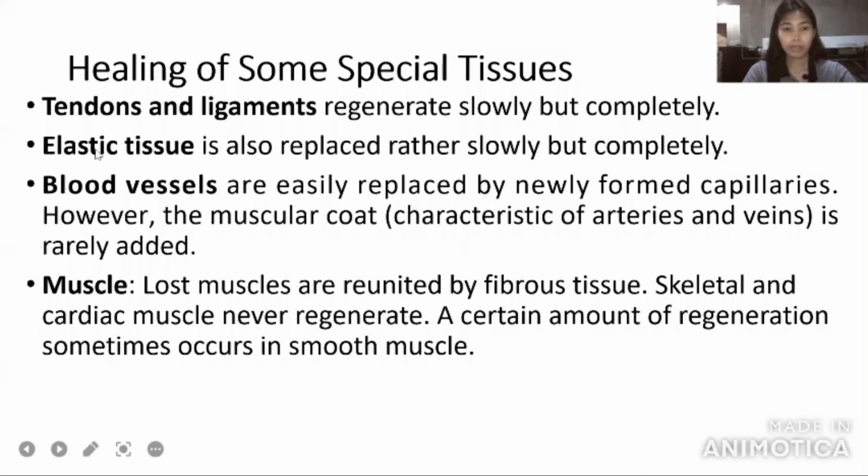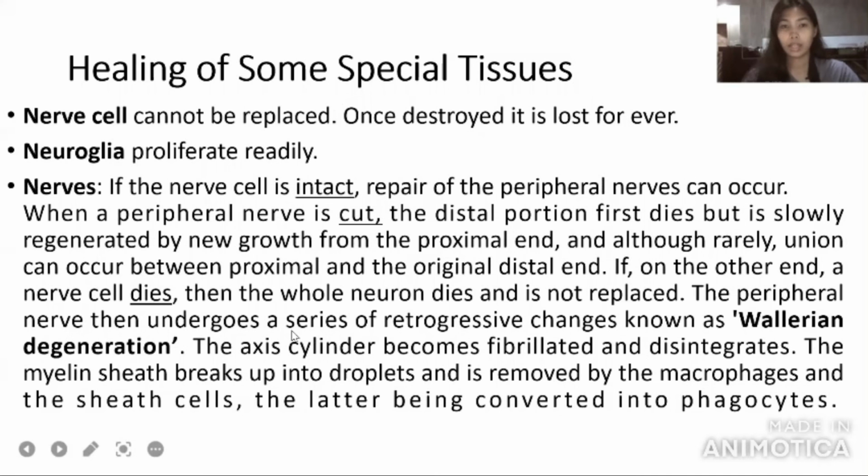So, in muscles, lost muscles are reunited by fibrous tissue. Skeletal and cardiac muscles never regenerate. A certain amount of regeneration sometimes occurs in smooth muscle cells. Next we have the nerve cell. This cannot be replaced. Once destroyed, it is lost forever.